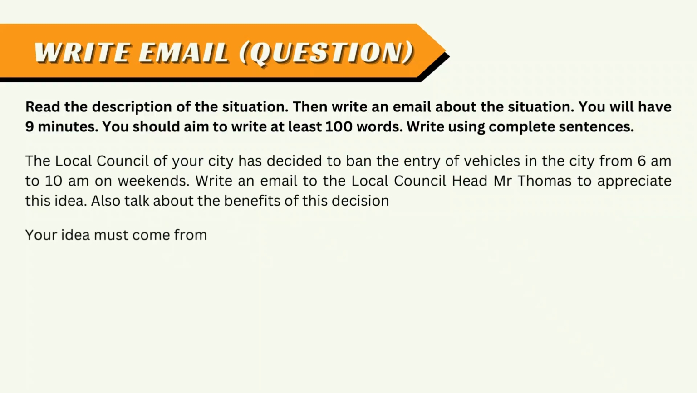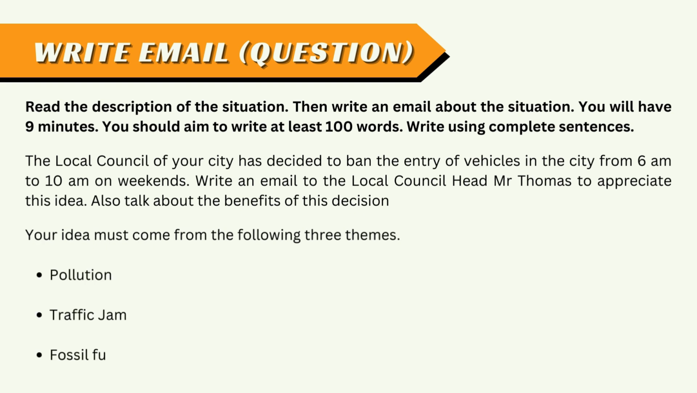Now let's see what the 3 themes are. The screen says your idea must come from 3 themes and they are pollution, traffic jams and fossil fuels. So this is a format of what kind of question you can get. You have 2 parts, the prompt and the themes. So this is all about question number 1, what email task is all about. Now I will shift to the assessment criteria.